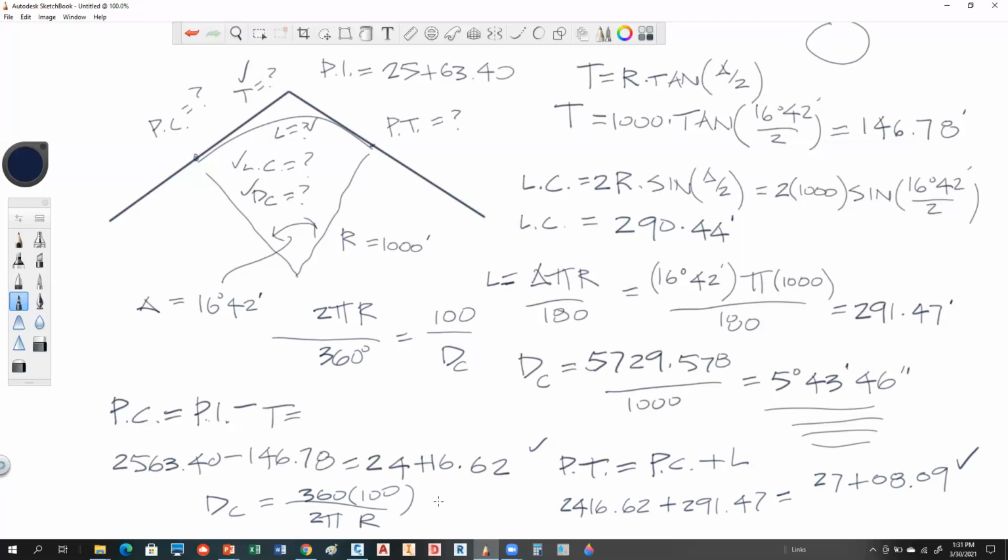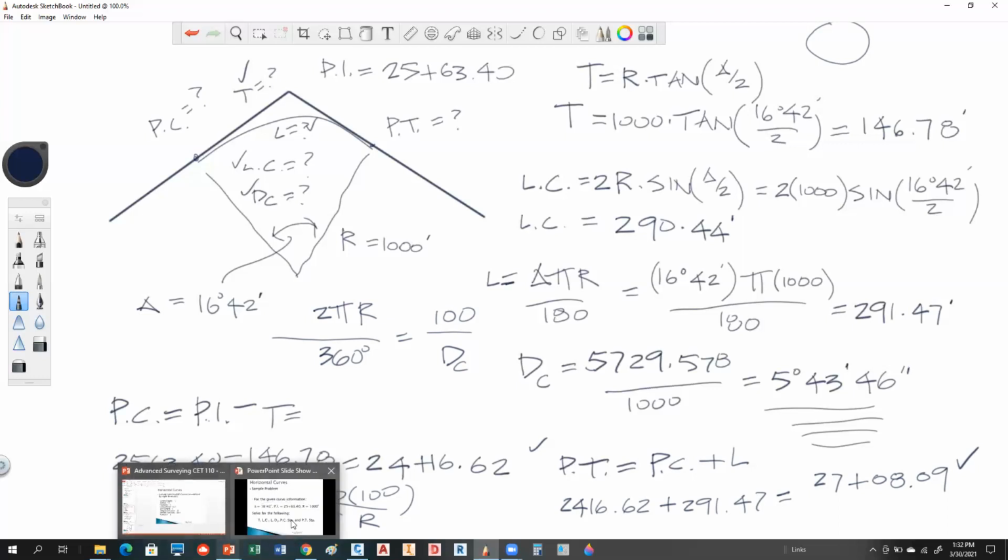And if you want to get the radius and you have degree of curve, you just divide the number by degree of curve. You just do it the opposite. Does that make sense? Yeah, it does. So that wasn't hard to derive. That was pretty simple.